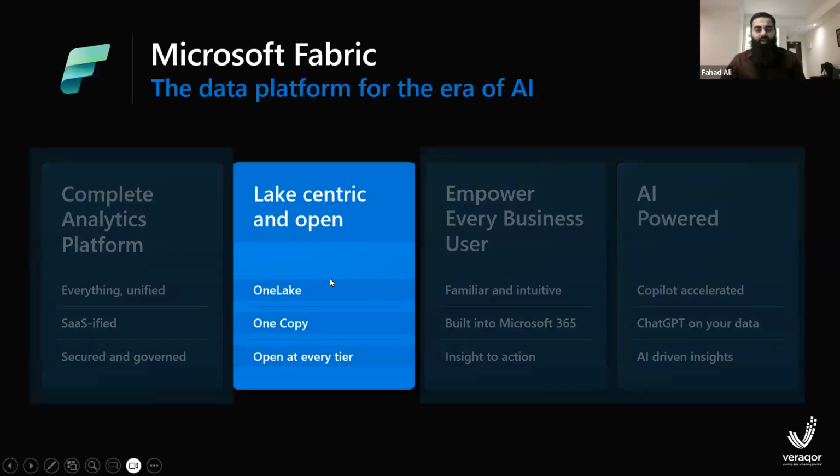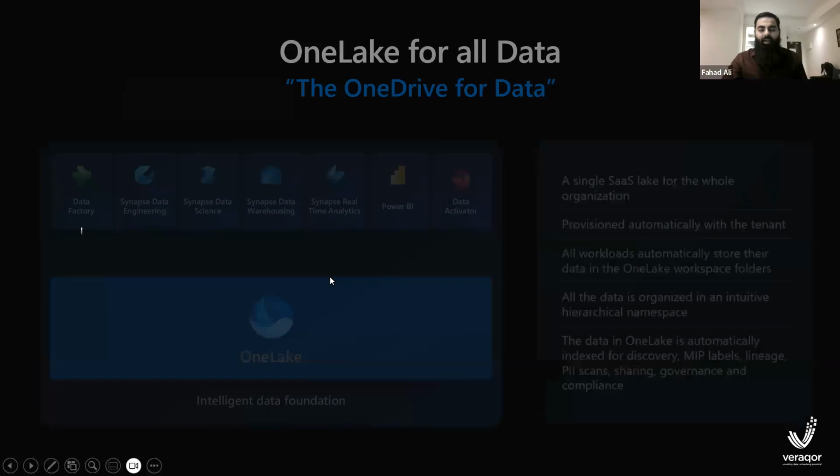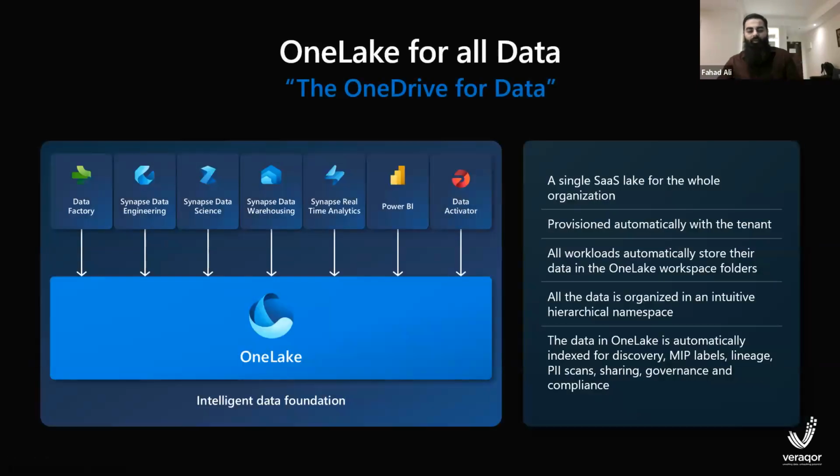The lake-centric and open: one lake, one copy. Now, this is something that is exciting the market right now. A single source lake for the whole organization, provisioned automatically, and all workloads automatically come into the data in the workload space. Now, all the data is organized in an intuitive hierarchical namespace, which is also something that we've seen before, but it's right in front of us. It's more visual. The data in OneLake is automatically indexed for discovery as well, reducing the time for the engineers to go in there and do the work.